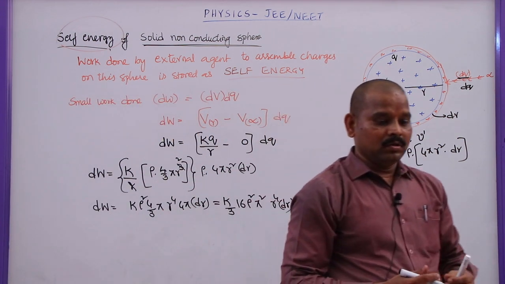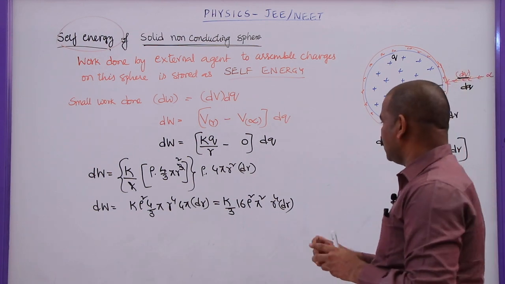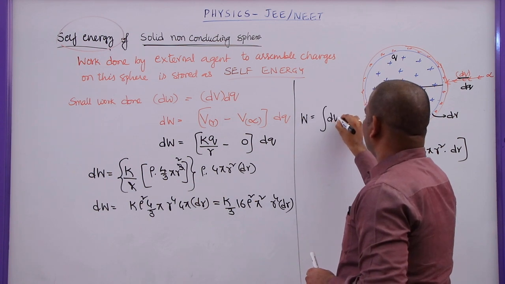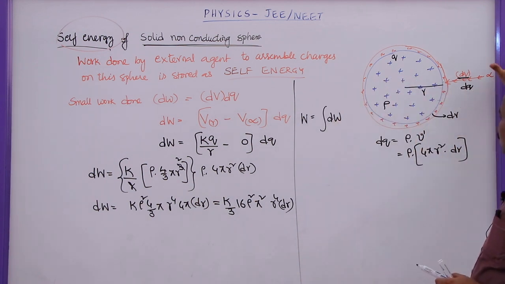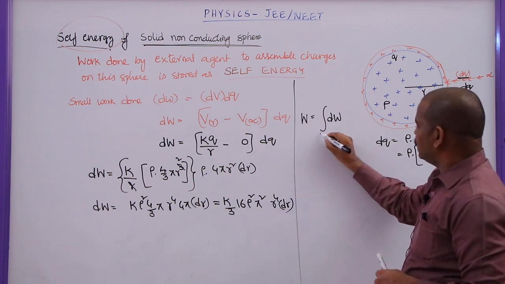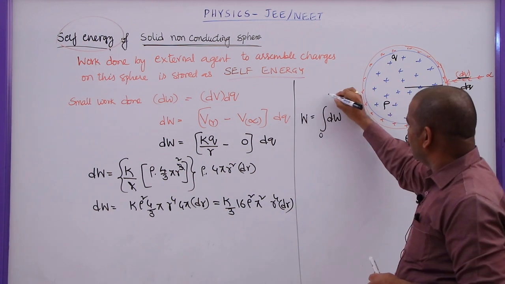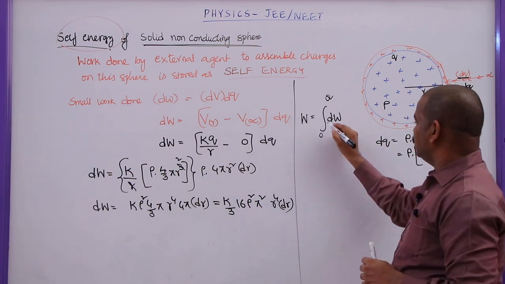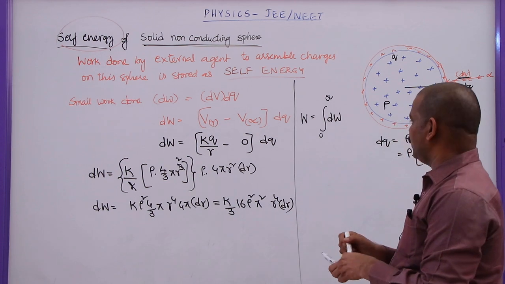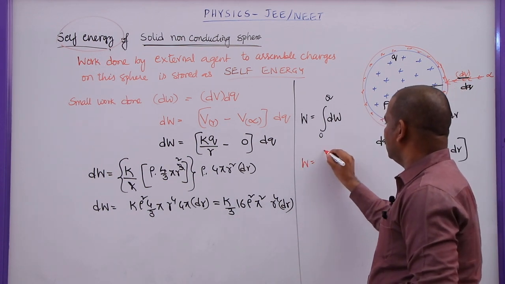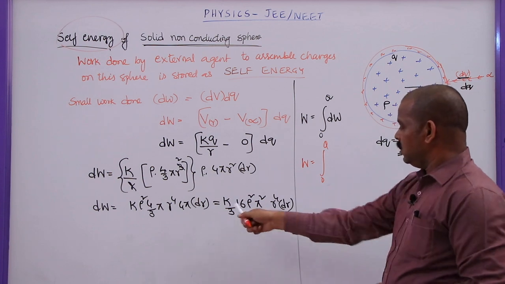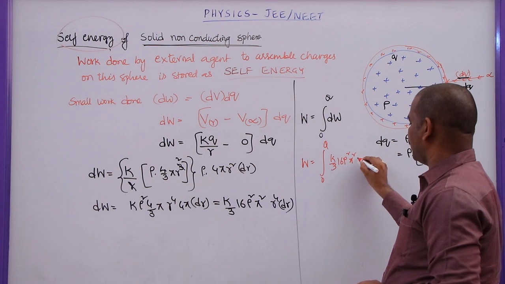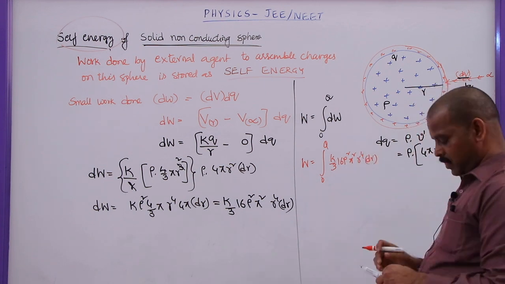Now how to find out the total work done? That means to send the total charge onto this surface, let us say the initial charge was 0 and the final charge is q. Let us say I am going to add q charge onto this surface. This can be given by integrating this. W can be written as integral 0 to q dW, k by 3 16 rho square pi square r power 4 dr.